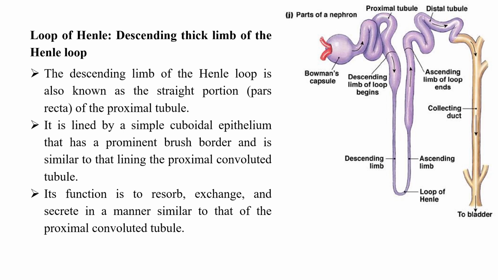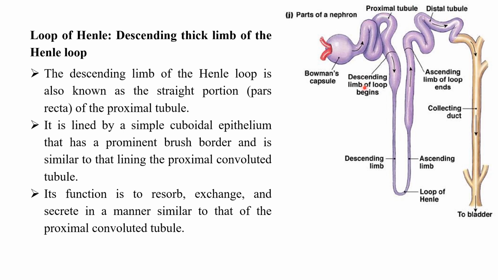The next structure that we are supposed to look into here is the loop of Henle. So you can see here a small loop-like structure at the base of the nephron. This is called the loop of Henle. There are two limbs for this: a descending limb and an ascending limb. The descending limb of the loop of Henle is also known as the straight portion or pars recta of the proximal tubule. It is lined by a simple cuboidal epithelium that has a prominent brush border and is similar to the lining of the proximal convoluted tubule.